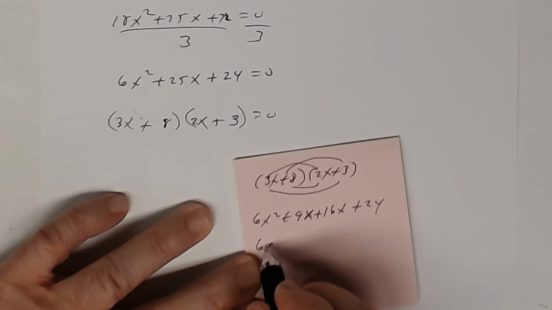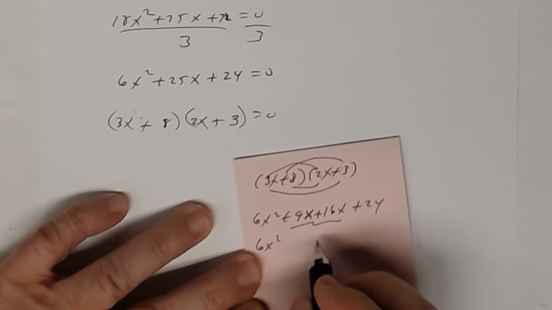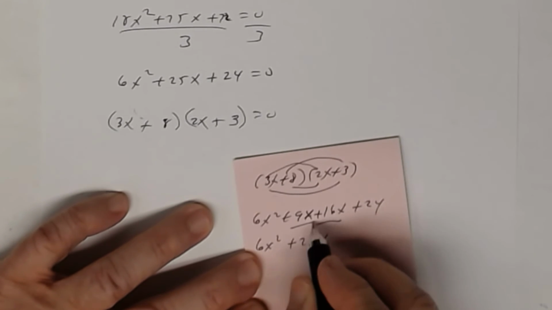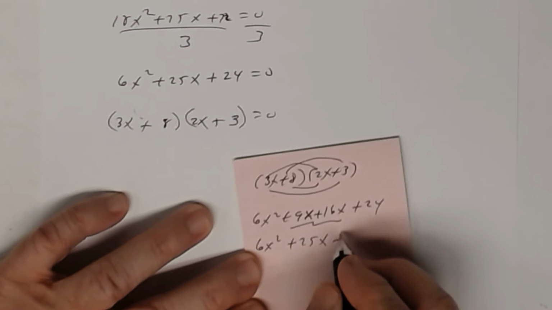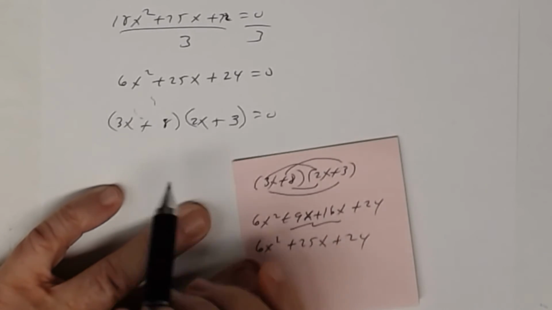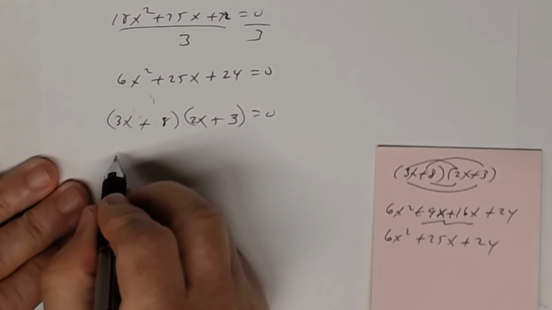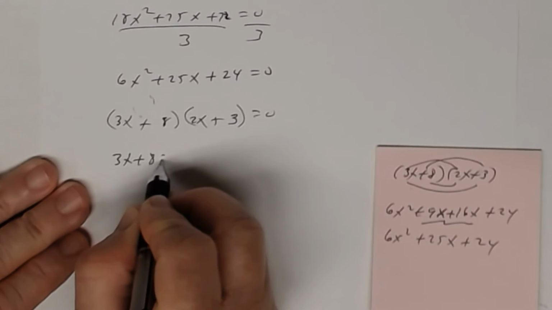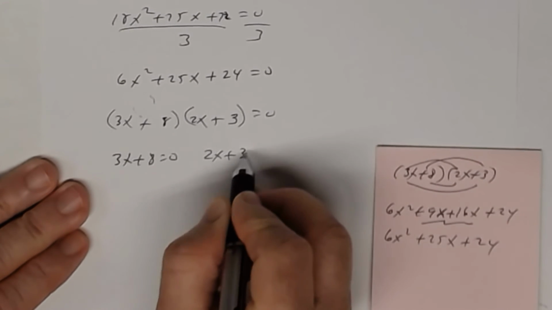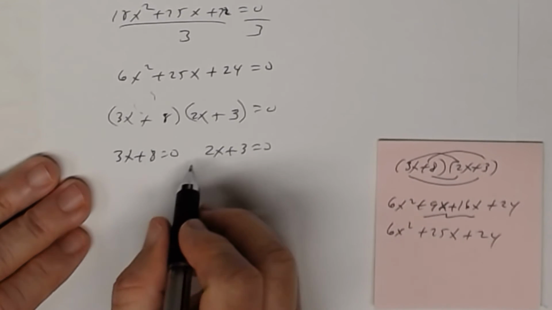Combining like terms, I get 6x squared. 9 and 16 is 25x. 9x and 16x. And then 24, and that's what you wanted. All right, so I'm going to set each factor equal to 0. 3x plus 8 equals 0. 2x plus 3 equals 0. So I'm going to solve these two linear equations.